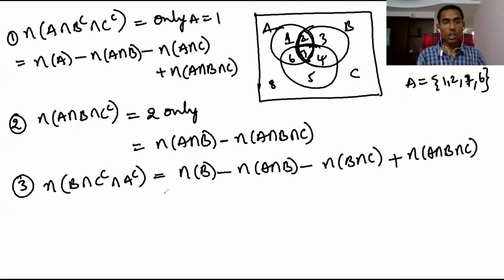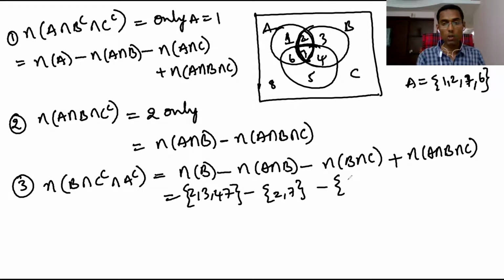So this is n of B, which is 2, 3, 4, 7, minus A intersection B, which means 2, 7, minus B intersection C, which is 4, 7, plus A intersection B intersection C, which means 7.